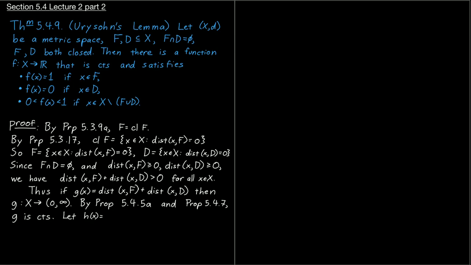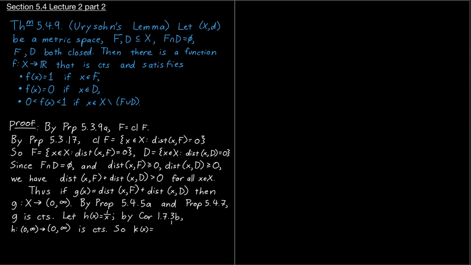Let's let h of x be 1 over x, and then by corollary 1.7.3b, I don't mean the generalization of 1.7.3b to metric spaces, I mean corollary 1.7.3b, because h is a function from the real numbers, h is continuous from the positive real numbers to the positive real numbers. So we have that.